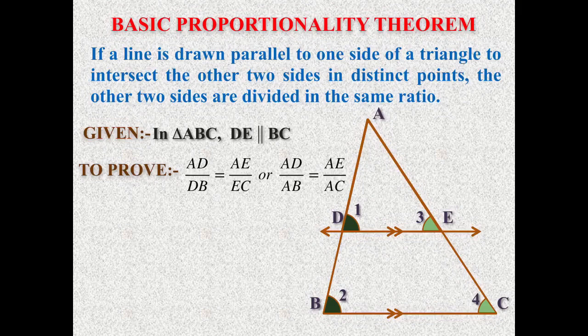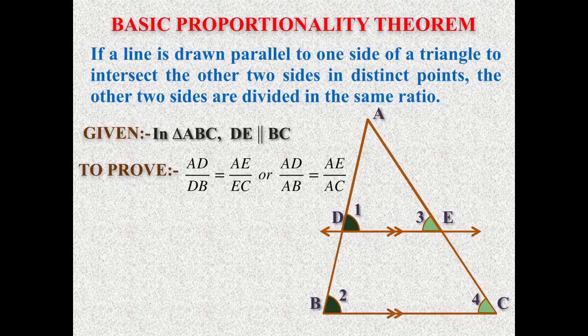Okay, after solving a few sums on the basic proportionality theorem, it is time to check the next theorem. In the basic proportionality theorem, we saw that if a line is drawn parallel to one side of a triangle, then the remaining two sides are divided in the same ratio.